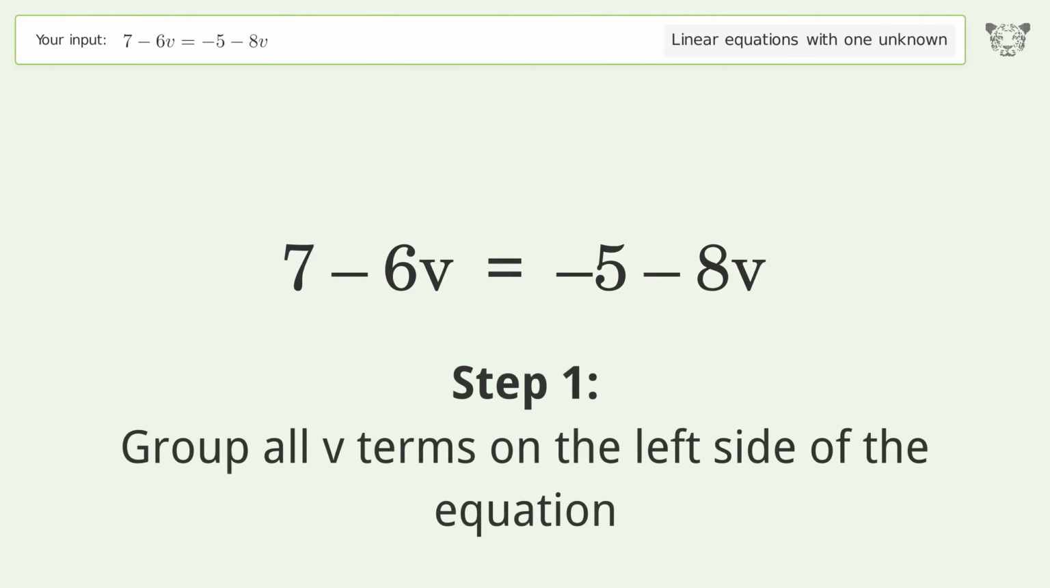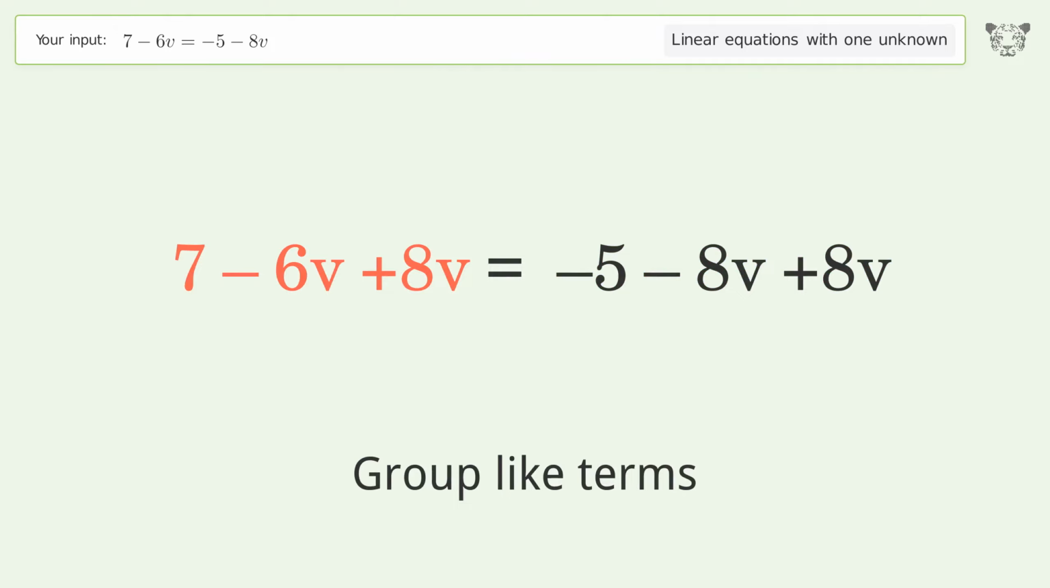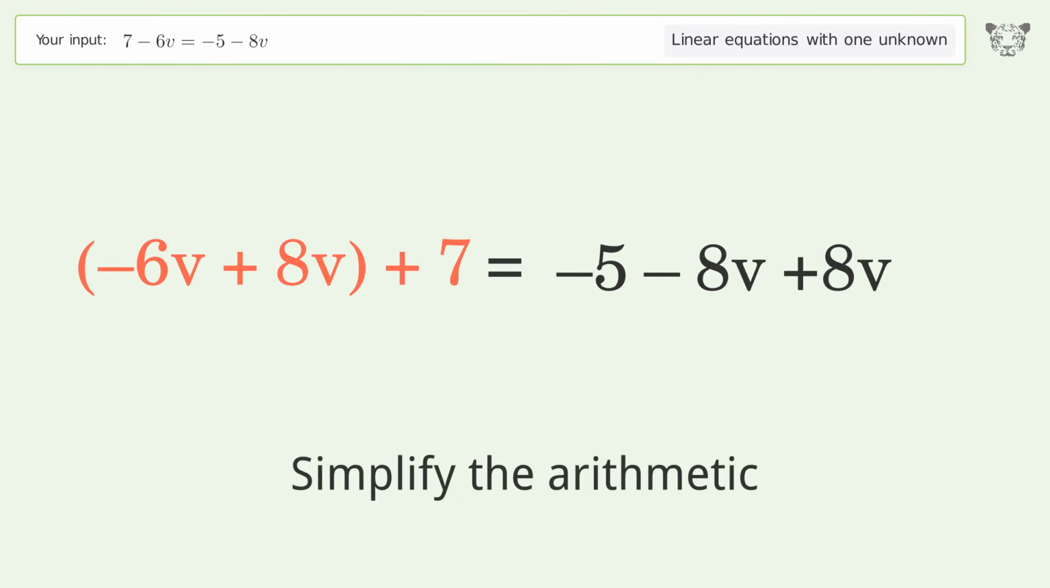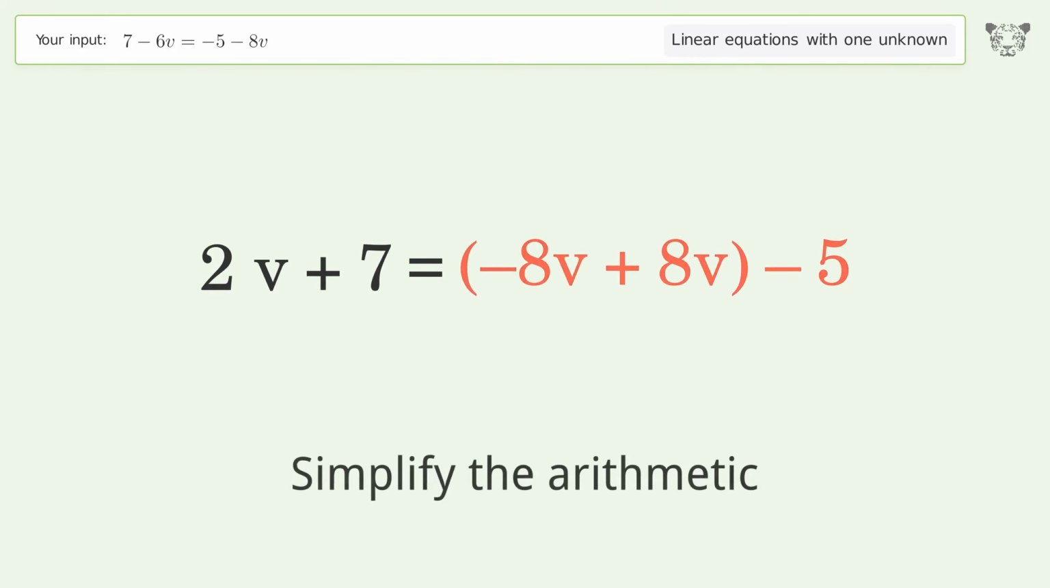Group all v terms on the left side of the equation. Add 8v to both sides. Group like terms. Simplify the arithmetic. Group like terms. Simplify the arithmetic.